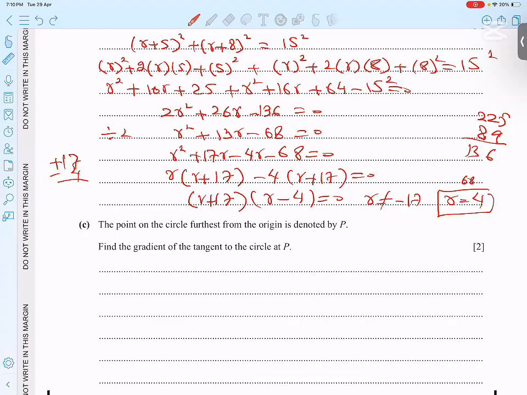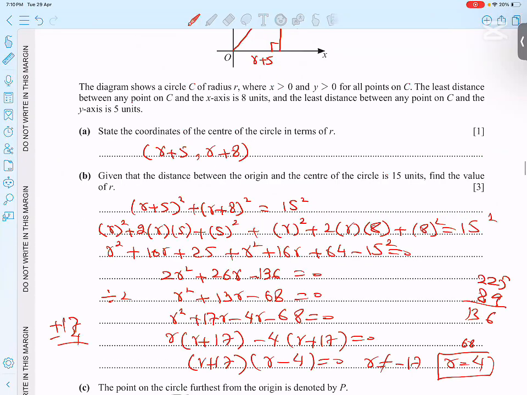So part C, students, we have a point on a circle farthest from the origin, denoted as P. Find the gradient of the point P. So what's the farthest point?